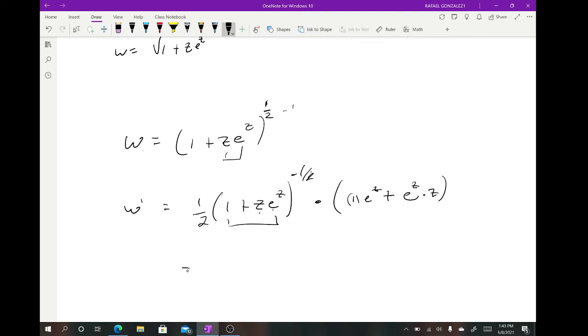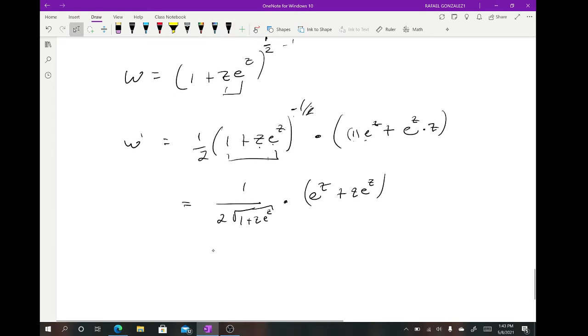Okay? And we just need to simplify. So I'm going to take this to the denominator because it has a negative exponent. So this is going to be 1 over 2 times the square root of 1 plus c e to the c, times e to the c plus c e to the c. And when we put this all together, this is divided by 1. So when you multiply fractions, you multiply across. So we have 1 times (e to the c plus c e to the c), which is just e to the c plus c e to the c, divided by 2 times the square root of 1 plus c e to the c.